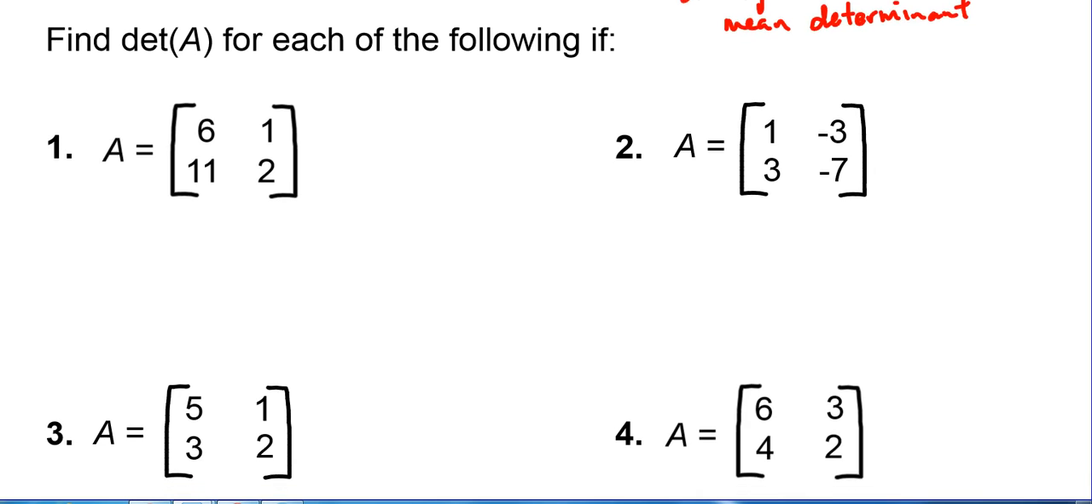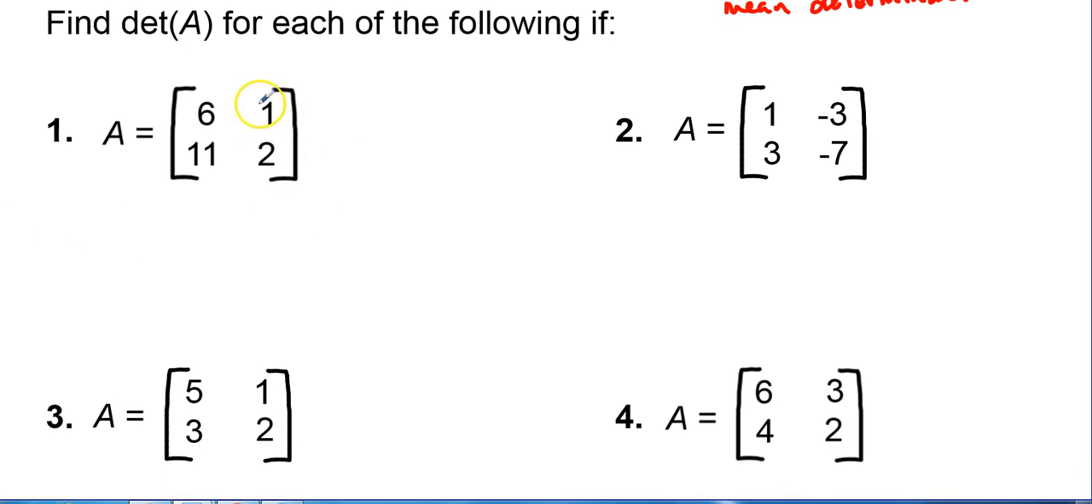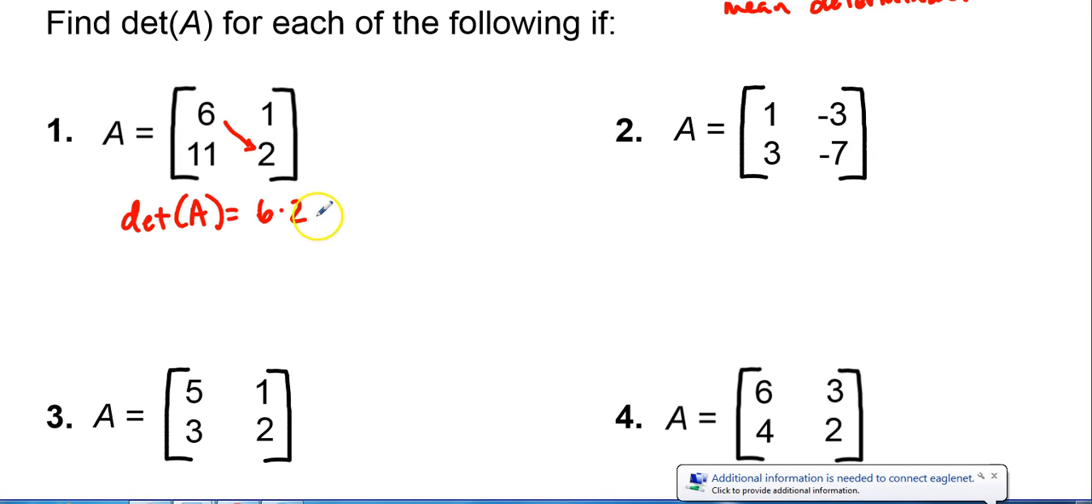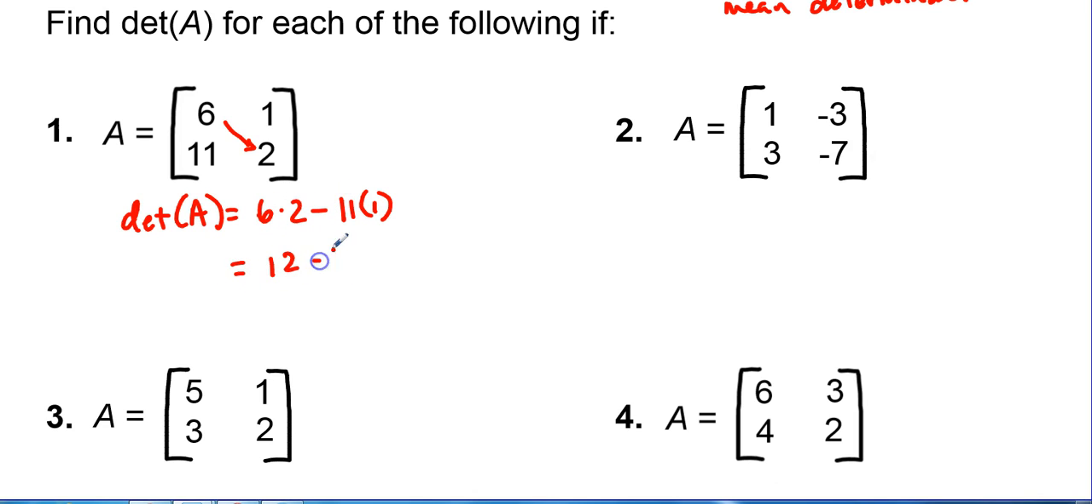Let's go through a couple examples to give you an idea of what's going on. We want to find the determinant of A. Determinant of A is equal to, I multiply my first diagonal, so I get 6 times 2, and I subtract the product of my second diagonal, so 11 times 1. Order of operations tells me this is 12 minus 11, which is equal to 1. That's the determinant of matrix A.